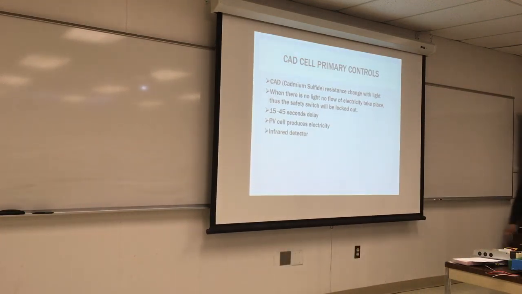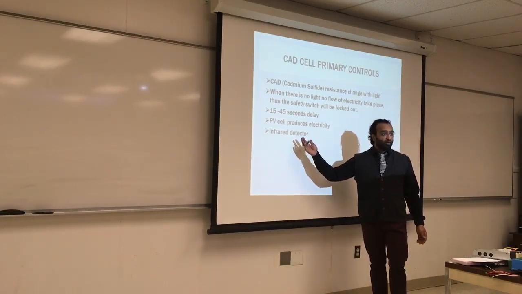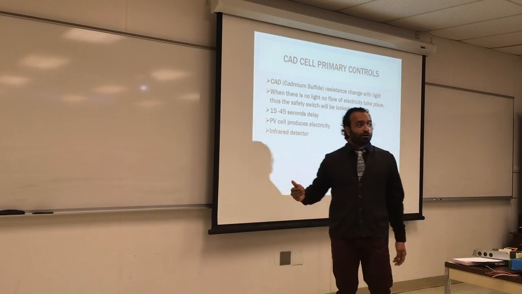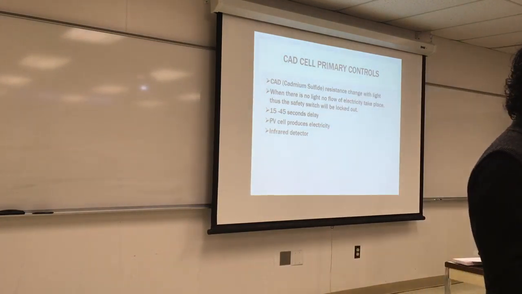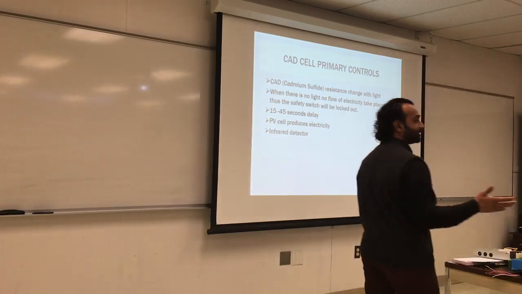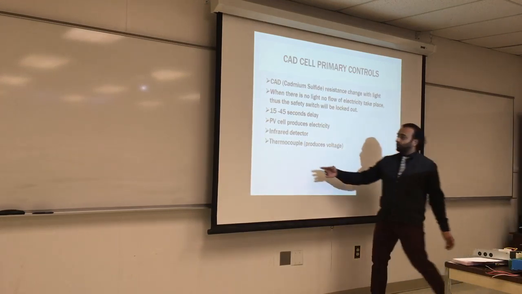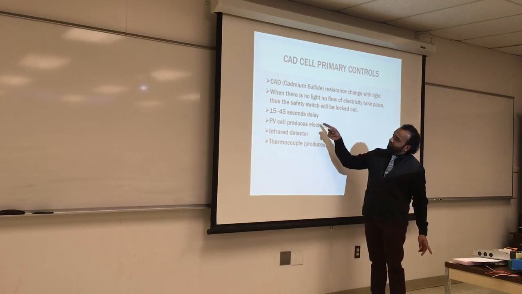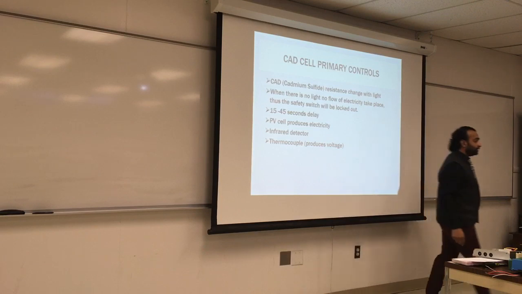There are also infrared detectors that will sense IR in the flame, and we say whenever we have visible light, there is infrared and there is ultraviolet. Can you put the phone away, please? And we also have thermocouple, which also produces voltage, similar to PV, in a small amount, and it's also direct current.